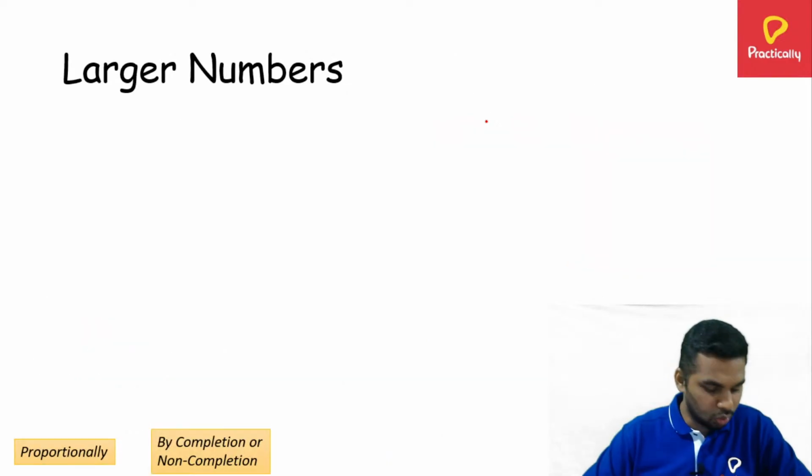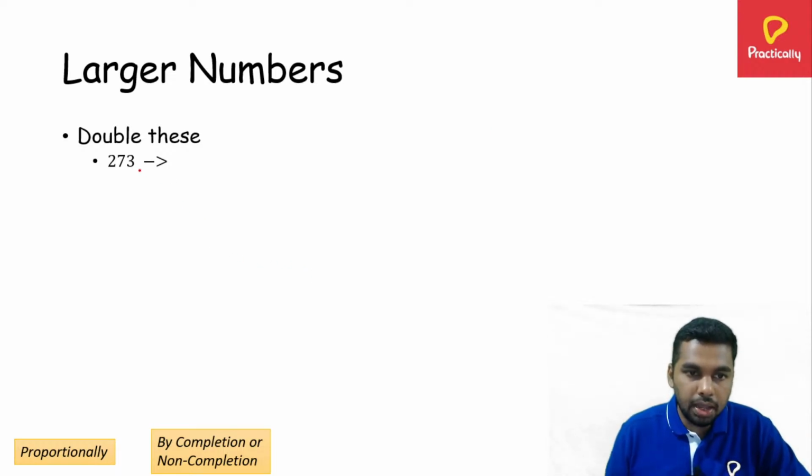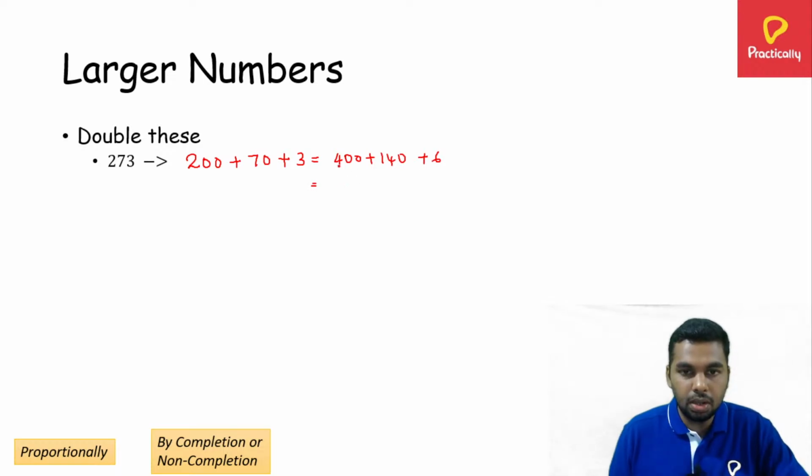All right. So we are ready to go to the next part, which is for larger numbers. How do we do the doubling operation? So I'll just do a couple of examples. Can you double the number 273? It is possible. I can write the number 273 as 200 plus 70 plus 3. I can double each part. Double of 200 is 400, double of 70 is 140, and double of 3 is 6. So if I add this back, 400 plus 140 plus 6, it is 546.